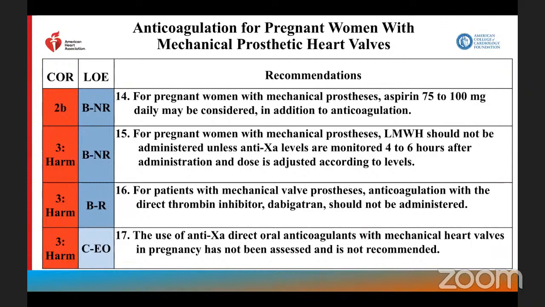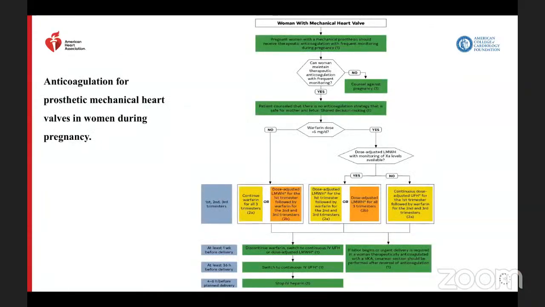And the use of anti-10A direct oral anticoagulant therapy for mechanical heart valves in pregnancy has not been assessed and is not recommended as well, as a class 3. This is a summary for anticoagulation for prosthetic valve in a woman during pregnancy.